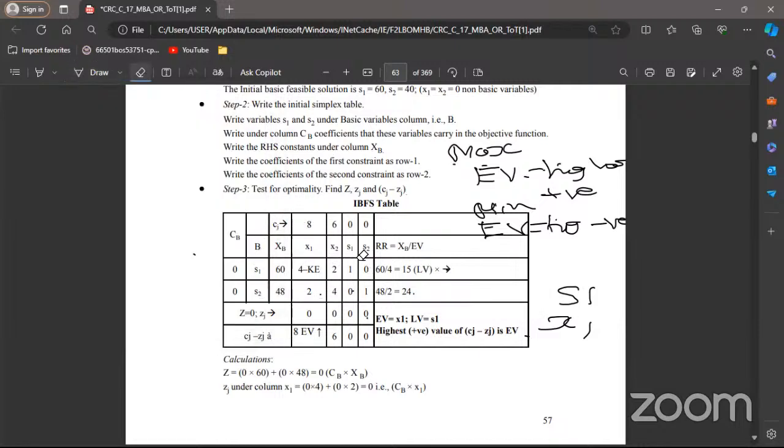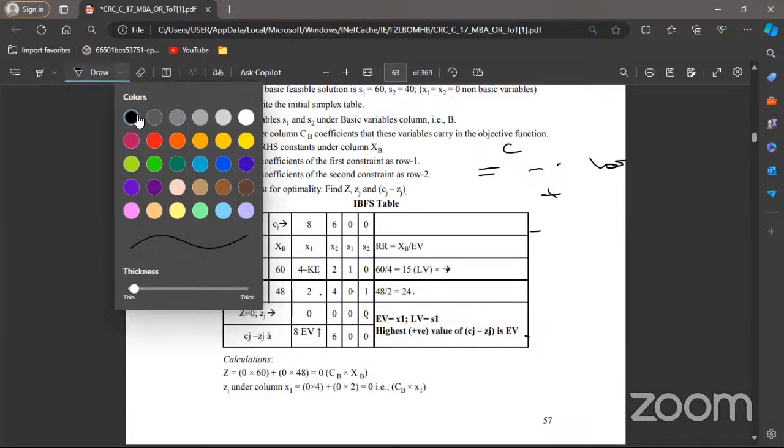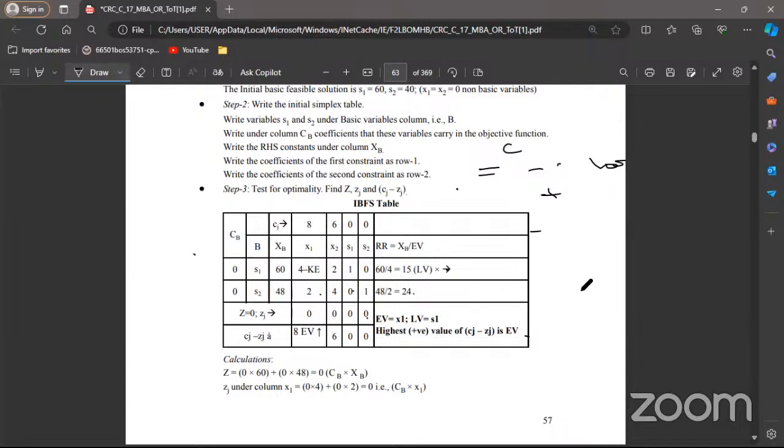So now, the new key row values are quite simple to find out. I'll tell you how. Whatever I'm writing on the screen, is it visible to you all? Now, what are the old values of the key row? You have to take inclusive of 60. All the values: 60, 4, 2, 1, 0, isn't it?